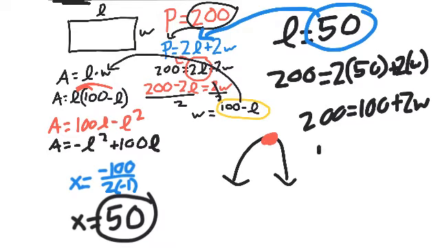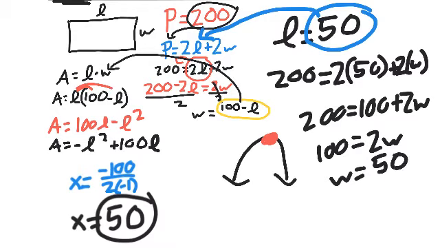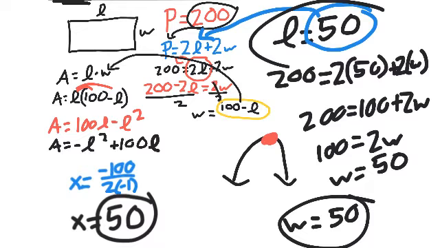So that's 200 equals 100 plus 2W. When I move the 100 over, I get 100 equals 2W. So the width is equal to 50. So I know the length is 50 and the width is 50. So now, whenever I work a problem like this that does not have restrictions on the rectangle, the way that we can maximize the area of a rectangle under normal circumstances is to make the area a square. Okay, that is normally how we want to do that.